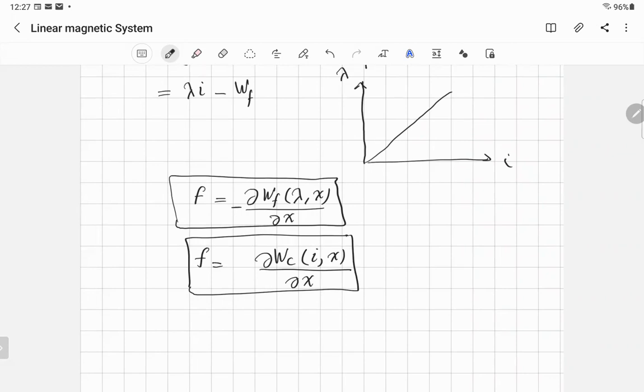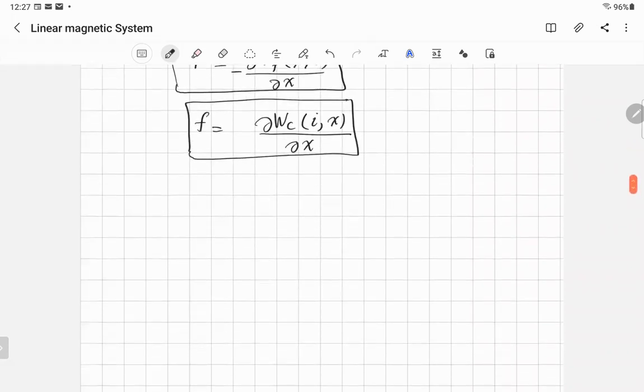Let me take another example, similar to what we did. If we say that the current is equal to lambda squared x squared, let's make it 9. That's the relationship between the current and the lambda.